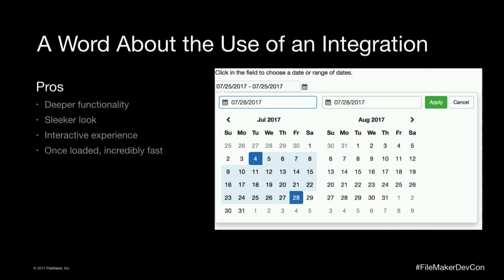Once the data is loaded into a library, it's incredibly fast. Charts render incredibly fast. I have a demo here that has 40,000 records in it, and it loads in a second because the data is loaded and it's ready to go. JavaScript can process it incredibly fast. So those are the great advantages of using a web viewer, using an integration.